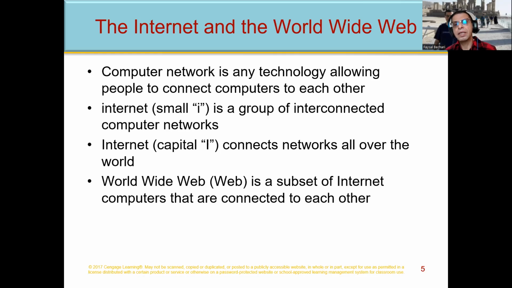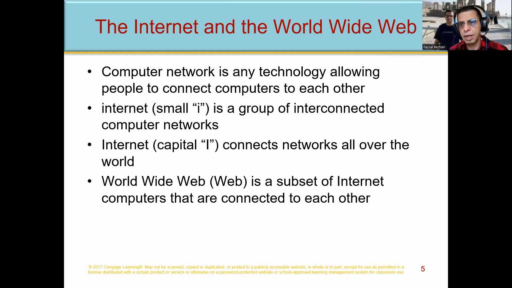Now, the internet and the World Wide Web. A computer network is a technology allowing people to connect to each other, simple as that. And then we have the internet with the small i, and the Internet with the capital I. The internet with a small i is a group of interconnected computers networked together. And then you have the big I, the capital I, which connects networks all over the world.